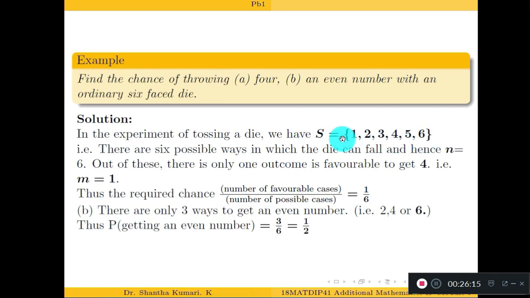Okay. So the total number of cases is n equal to 6. Out of these, how many are favorable to get 4? How many are favorable to get only this event, the set containing only 4? Only 1. So the number of outcomes favorable to get 4 is m equal to 1.